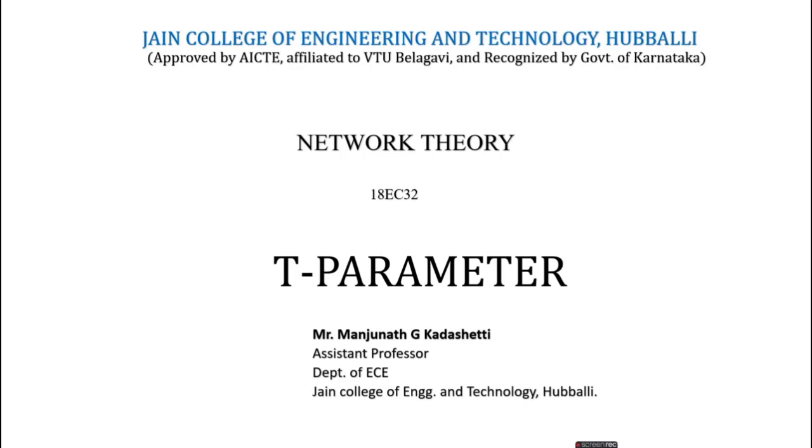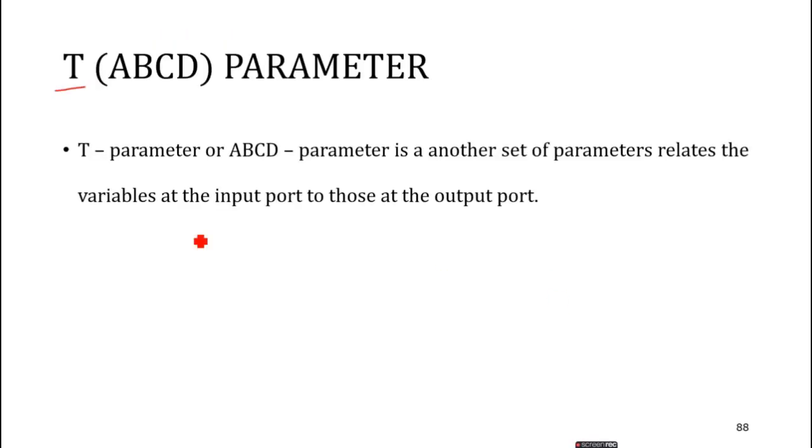Alright, in this class we will see the next parameter, that is T parameters, transmission line parameters. It is also called ABCD parameters. One more name: transmission line parameters, T parameters, ABCD parameters. All are the same. T parameters or ABCD parameters are another set of parameters that relate the variables at the input port to those at the output port.